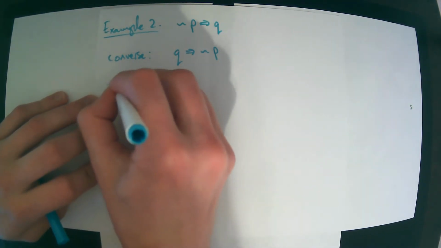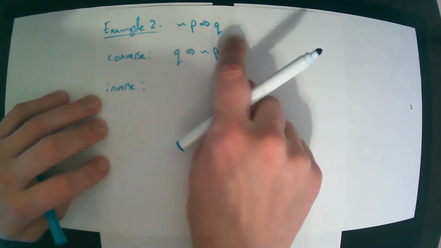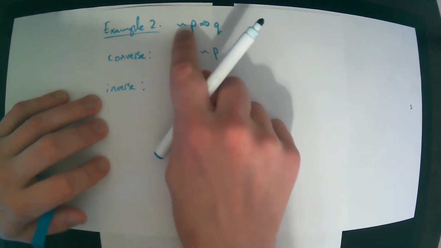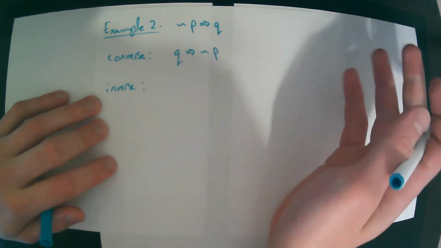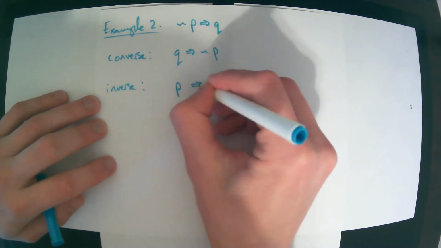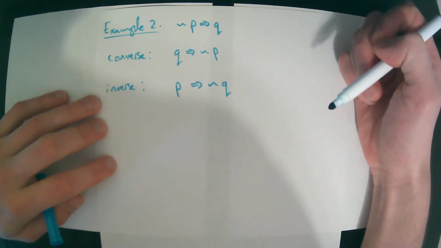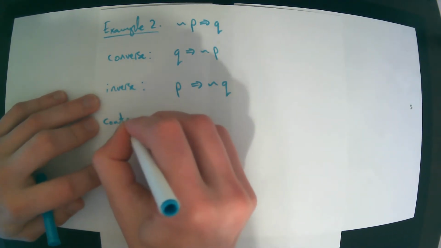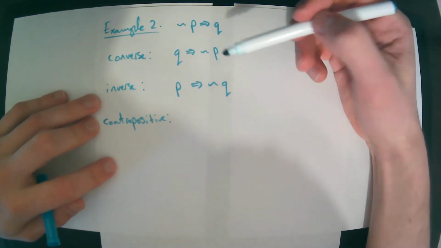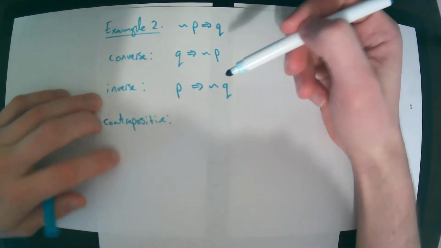Okay. Now the inverse. Looking at the original statement, I keep the order the same, so it should be P before Q, but I negate both of them. Now when I negate a negation, it cancels out, just like a negative in algebra. So the negation of not P is going to be a normal P, and then the Q gets negated. So there's the inverse of this statement. And then the contrapositive is going to be flipping and negating. Flipping and negating. So I can do this two ways.